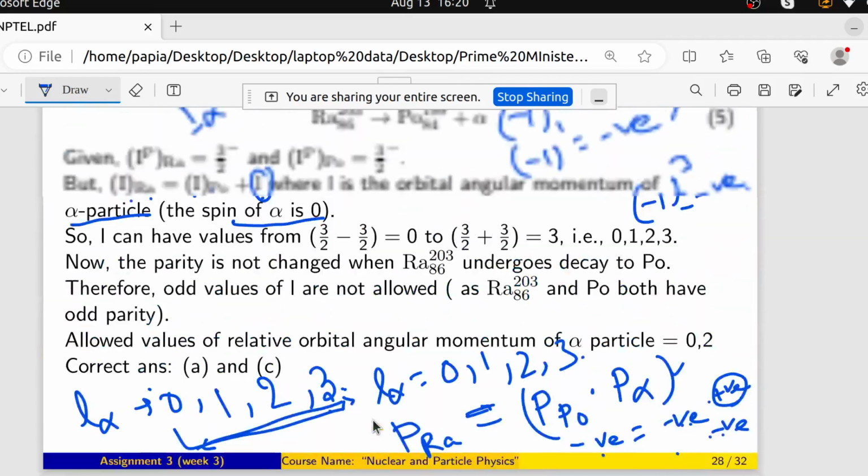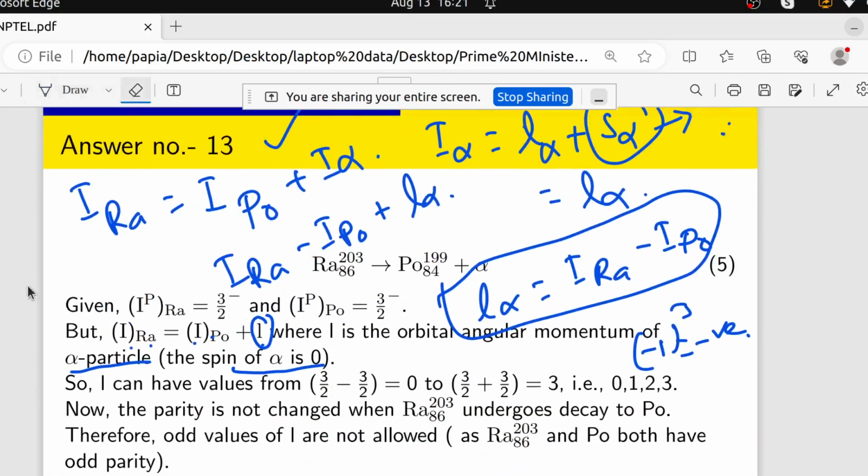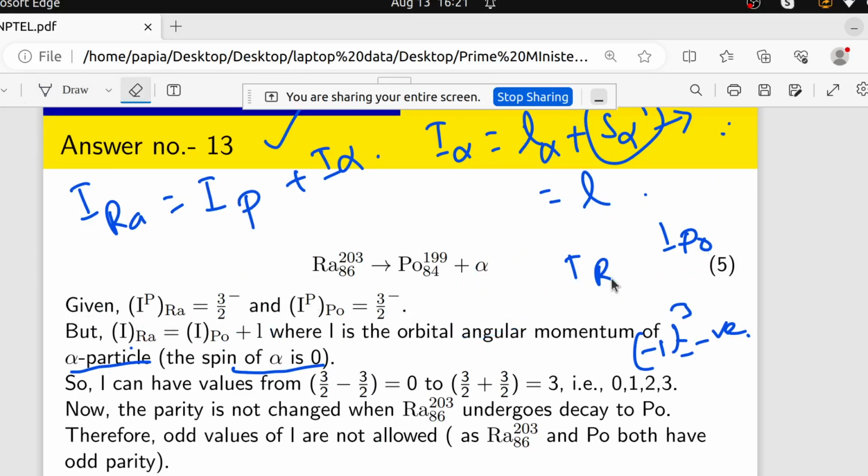Okay, so let me clear all the things here. But parity should also be conserved here, right? So in that expression, total angular momentum should be conserved as well as the parity. From angular momentum conservation we get L alpha values as 0, 1, 2, 3, and from parity conservation we get only L alpha as 0 and 2. So the correct answer will be L alpha is 0 and 2, not 1 and 3, because parity should be conserved in the nuclear reaction.